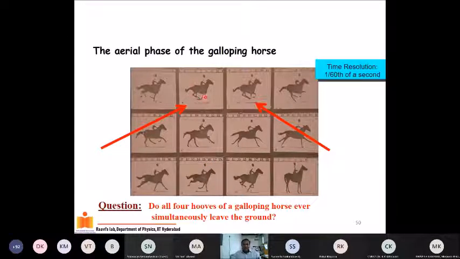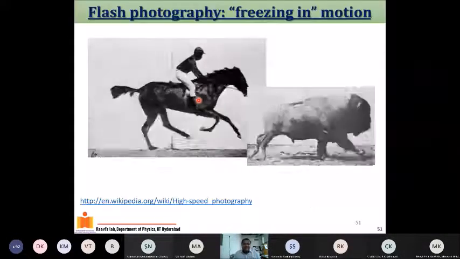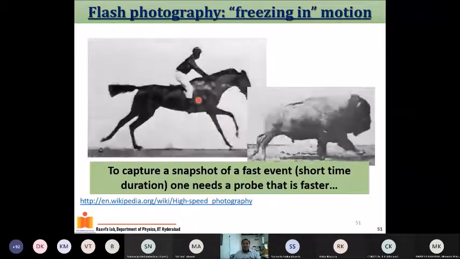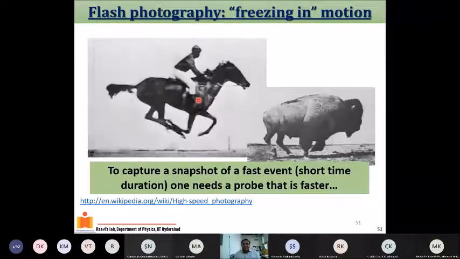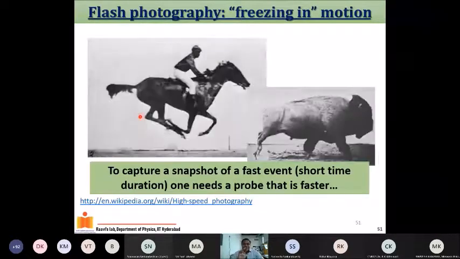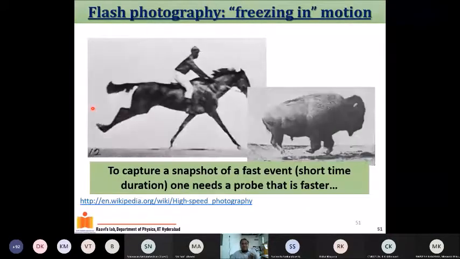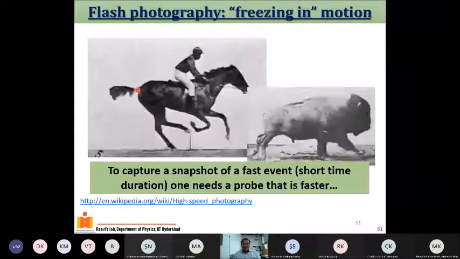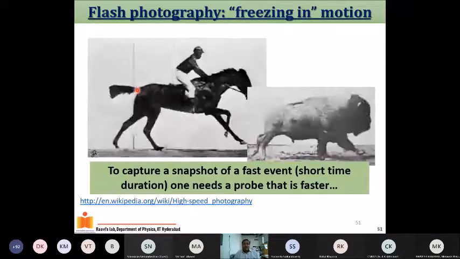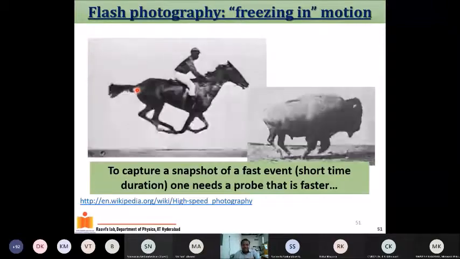And again, if you look at it, it's pretty intuitive, because if the horse doesn't do it, it will fall because of lack of balance. Okay, so that is a natural part of it, but then it was found that the same flash photography, freezing motion, is common for all mammals, and in fact all mammals jump the same way, run the same way. So the important aspect which I want to highlight in this figure is not the pig or the horse. The aspect is that to capture a snapshot of a fast event or a short time duration, one needs to have a probe that is faster than that event.